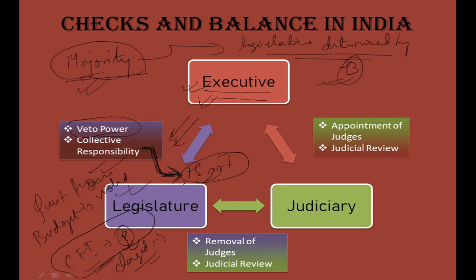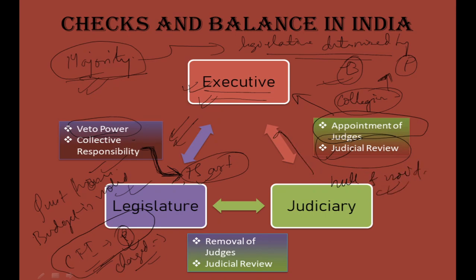Now, with respect to the judiciary and executive, the judges are appointed by the executive. The collegium of judges in the Supreme Court recommends which judge to appoint, and then the judge is appointed by the executive, that is, by the president. And then there's obviously the power of judicial review on executive action: if it is following the right procedure, if it is consistent with the constitution. If it is not, the judiciary can declare such an action null and void. So thus the judiciary has control over the executive.